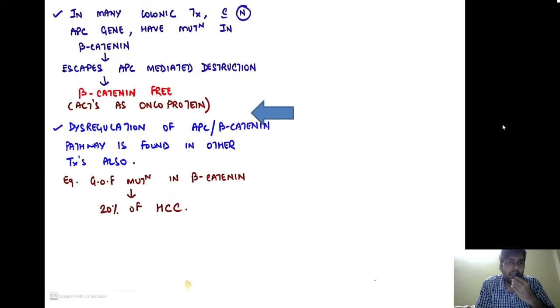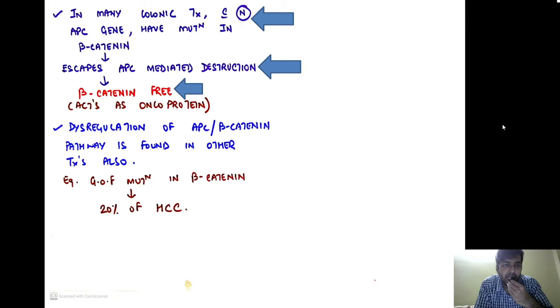Now in many colonic tumors with a normal APC gene, they are having mutations in the beta-catenin directly. So this beta-catenin is escaping APC mediated destruction. Even if APC is all right, they found that in many colonic or colorectal carcinomas the APC gene was not mutated. Then they were asking why they are having the tumors, and it was because they were having direct mutations in the beta-catenin. So this mutated beta-catenin escaped APC mediated destruction, and ultimately beta-catenin was free, acting as an oncoprotein and stimulating further downstream pathways, leading to growth and proliferation.